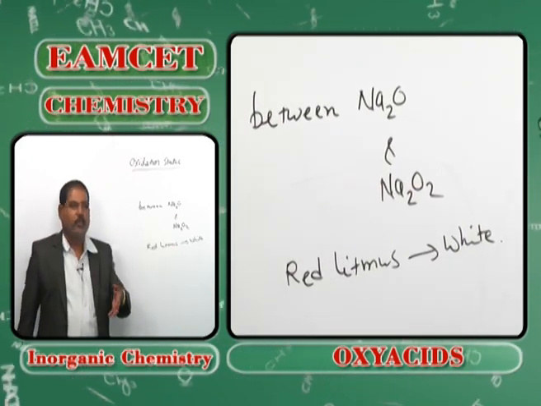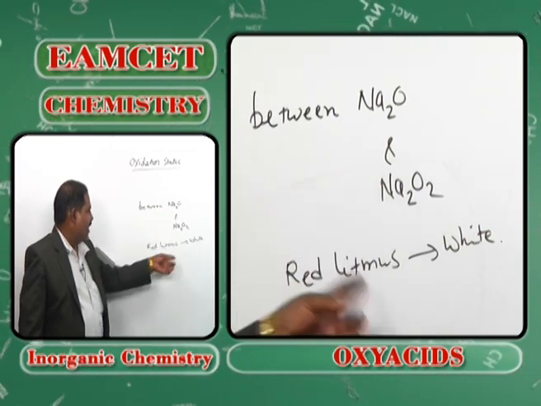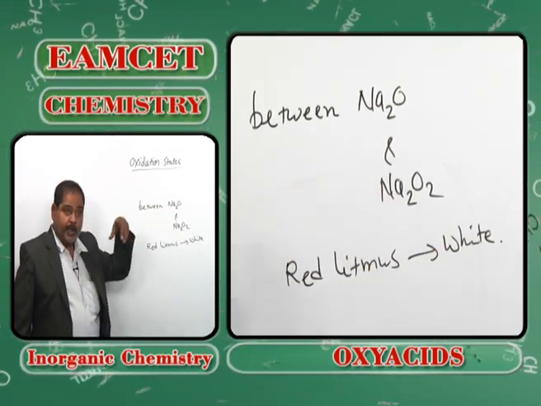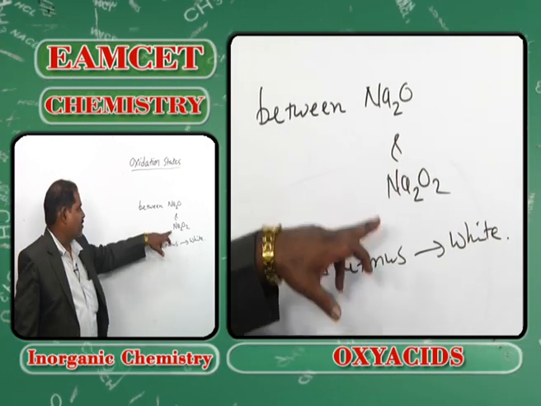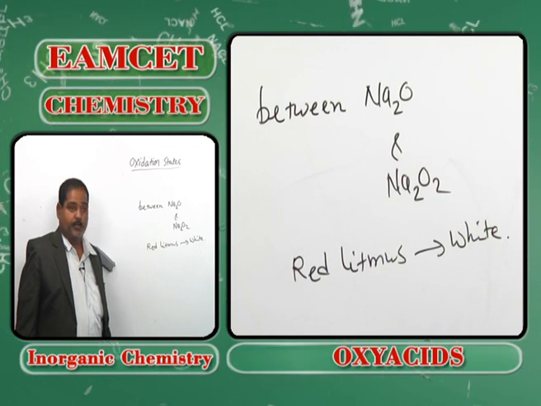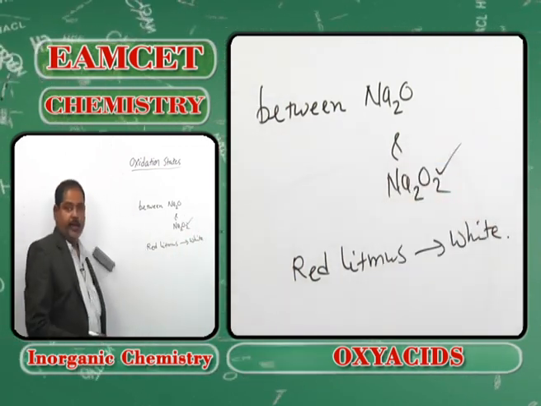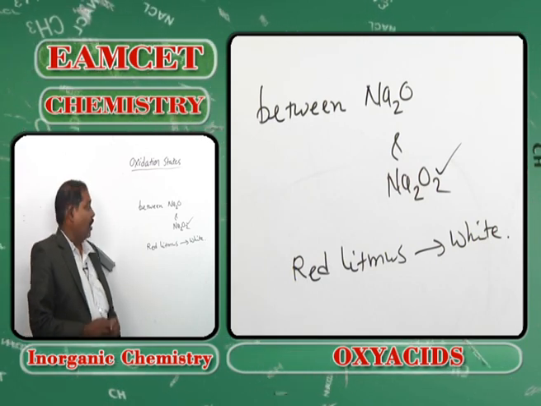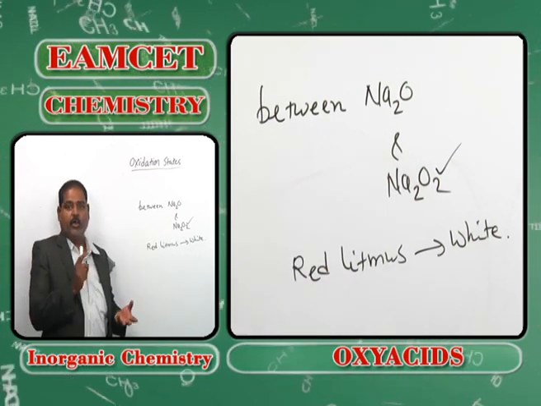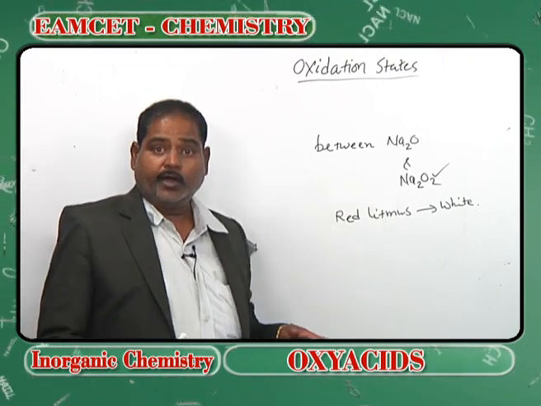Decolorization, bleaching. Who will do? Between these two, who will turn red litmus white? Somebody who can bleach. I told you peroxy compounds have an extra oxygen and they can turn red litmus white, means they act as bleaching agents. So, this is the answer. Na2O2 being a bleaching agent. How do you know it's a bleaching agent? It has an oxygen single bond. So what? Oxygen single bond is weak. So what? It breaks easily.